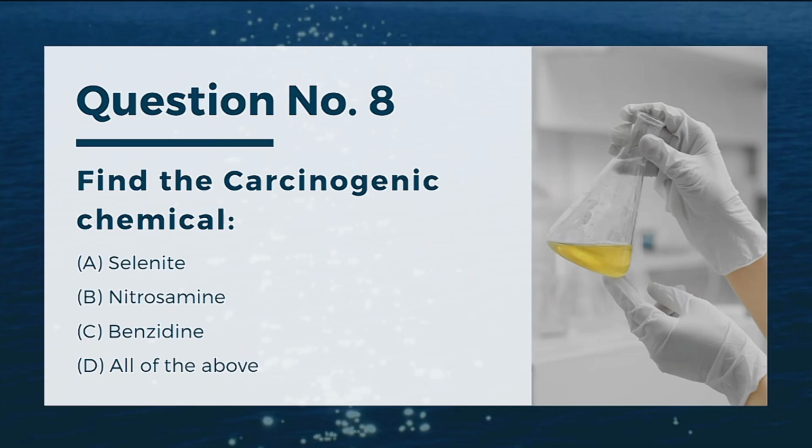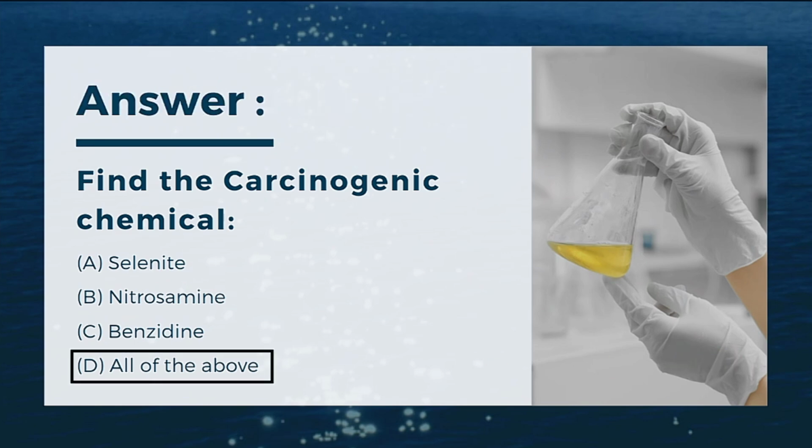Question number 8. Find the carcinogenic chemical. Option A, selenite. Option B, nitrosamine. Option C, benzidine. Option D, all of the above. And the answer is all of the above.